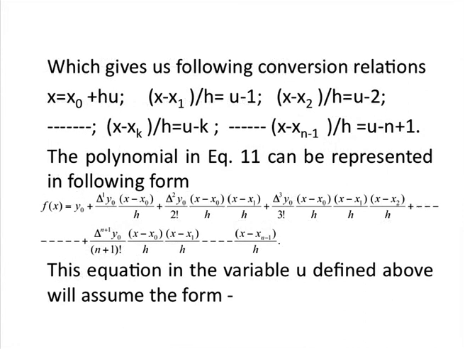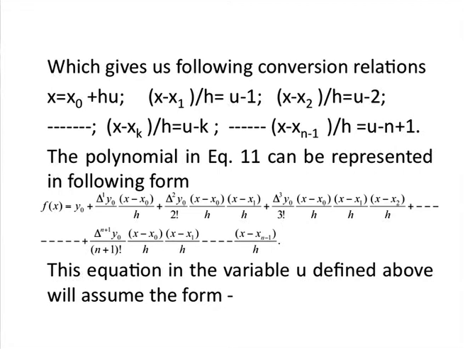Now, using this new variable, we can write x minus x1 by h as u minus 1, x minus x2 by h as u minus 2, and so on. We can rearrange the terms in equation 11, and we will write the factors as x minus x0 by h, x minus x1 by h, and so on. So, we can replace these factors by the new variable u minus 1, u minus 2, etc.